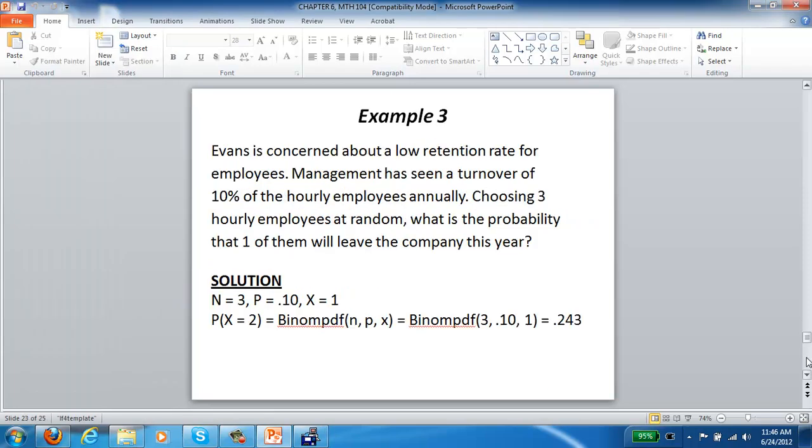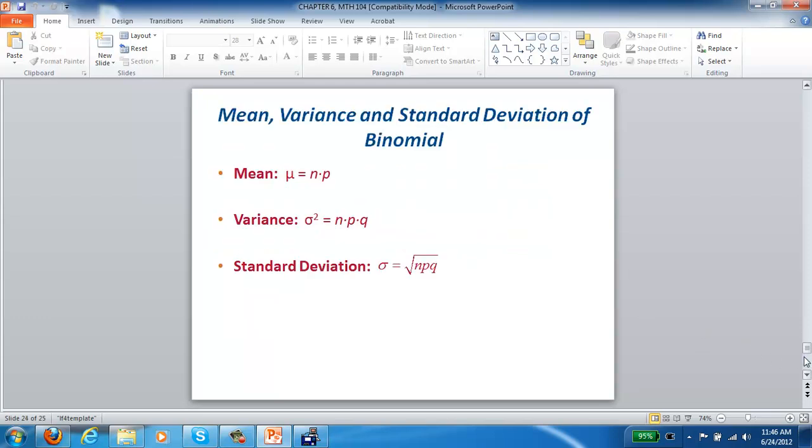Example 3. n is equal to 3 because we have 3 employees, the probability is 0.1, 10%, x is equal to 1. So we have to use the formula once, and then this is going to be the probability, 0.243. I want you at this point to be able to use the graphing calculator, so you can give it a shot and use your own calculator to figure out the probability.